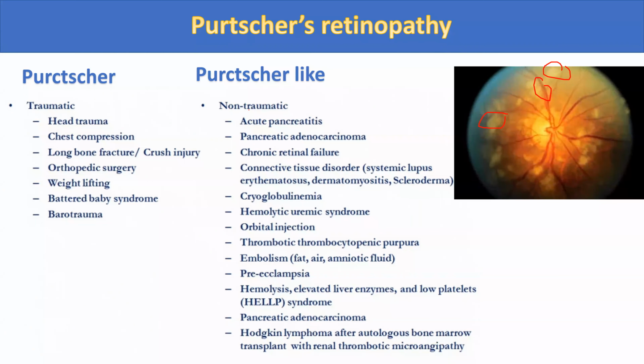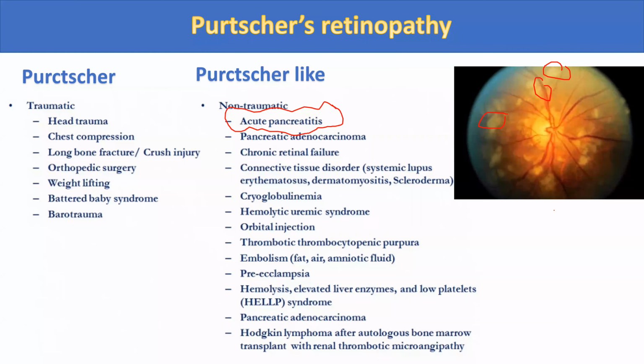Purtscher-like retinopathy is when there are cotton wool spots, non-traumatic. The most important cause is acute pancreatitis. Don't forget that for MCQs. Or other chronic diseases and tumors like pancreatic carcinoma, chronic renal failure, connective tissue diseases, hemolytic uremic syndrome, orbital injection, thrombotic thrombocytopenic purpura, embolism, preeclampsia, hemolysis, adenocarcinoma, Hodgkin lymphoma. All these diseases will present with the same picture.